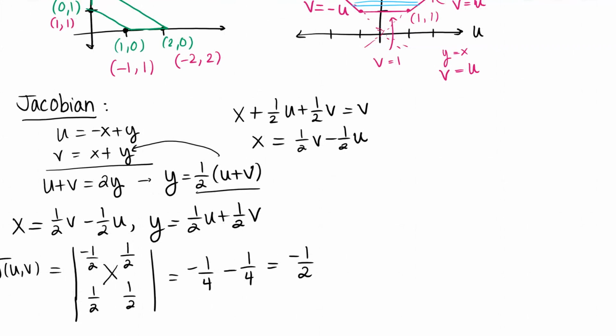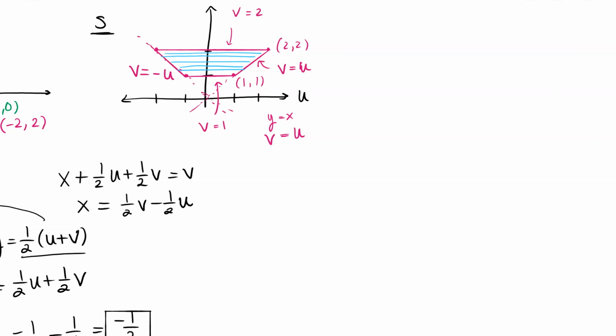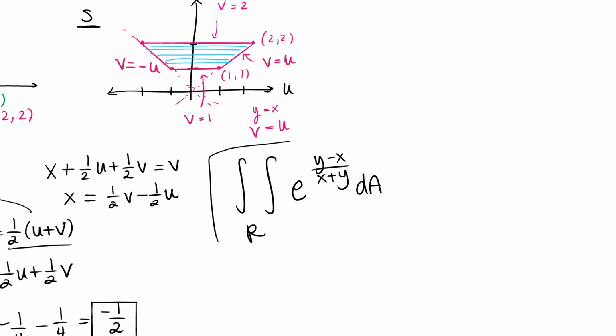Okay, guys, so I know my Jacobian is negative 1/2. So let's come back over here and look at what we have. Remember our initial integral was e to the, what was it, y minus x all over x plus y dA, and this was all over R. So now we're going to switch this to be over S, and I'm going to have e to the u over v, times the absolute value of negative 1/2. That's my Jacobian right there.